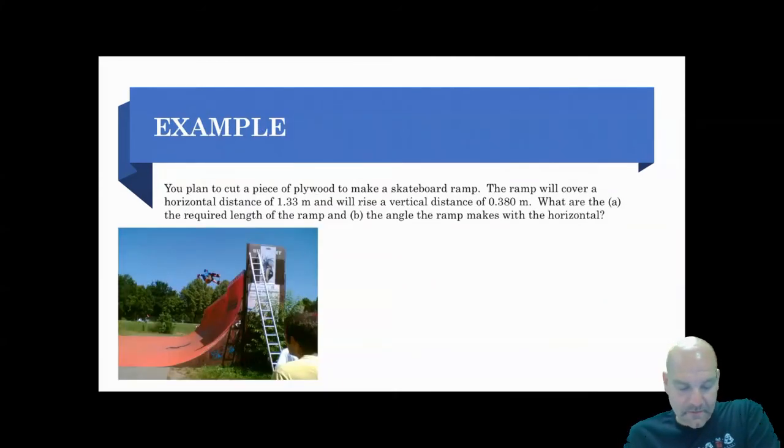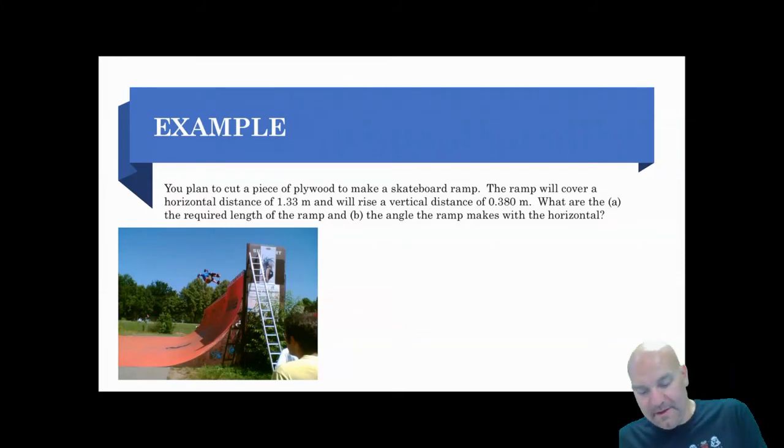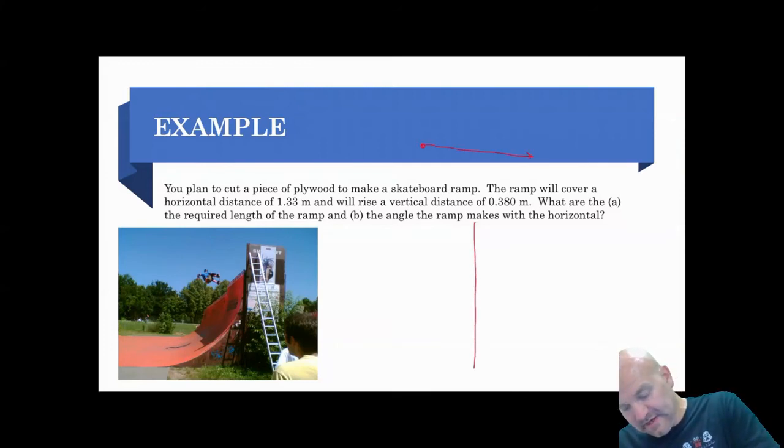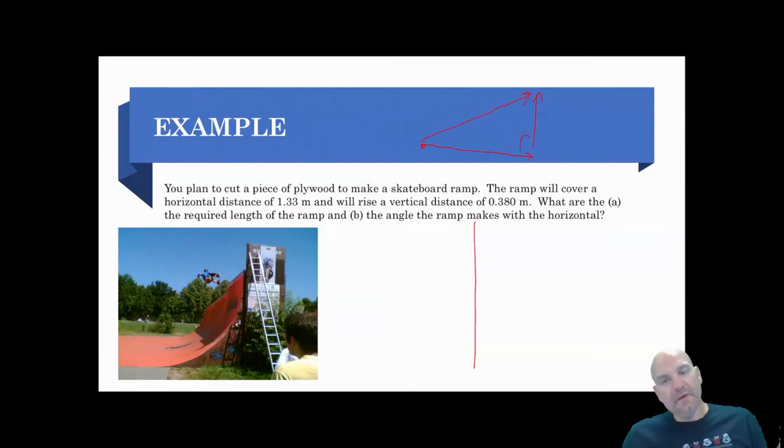All right, so here's an example. You cut a piece of plywood to make a skateboard ramp. The ramp will cover a horizontal distance of 1.33 meters and rise 0.380 meters. What are the required length of the ramp and the angle that the ramp makes? Picture-wise, it does this. Sorry, that should be a 90-degree angle.